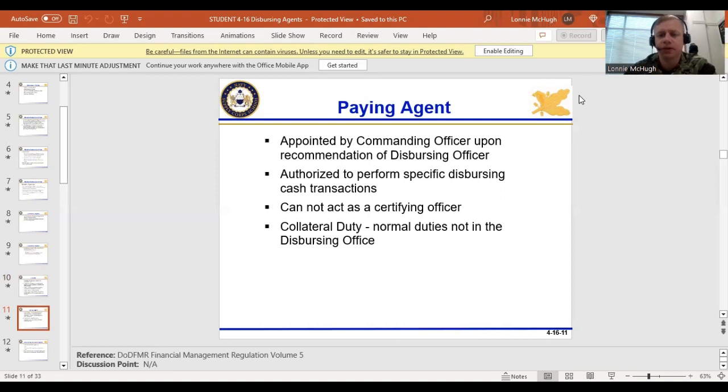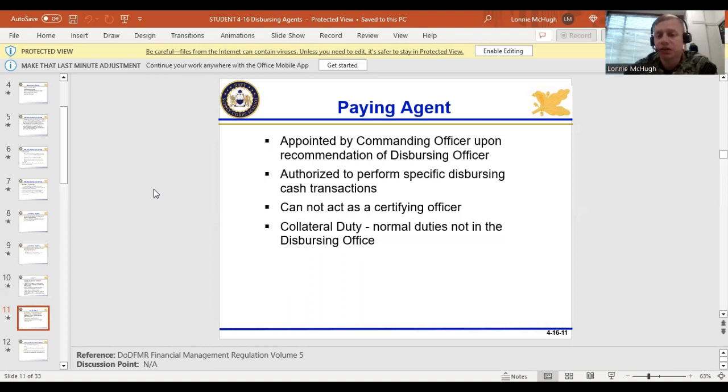And you all have probably heard of this. Well, you might have heard of this in FUPA, which is a field ordering officer and paying agent. So this is related to that. Absolutely. So it's appointed by the commanding officer upon recommendation of disbursing officer. So it is a higher appointment level because it is a higher risk. Now, this person is authorized to perform specific disbursing cash transactions, and that's really important right there where it says cash. So the paying agent is typically walking around in a FUPA situation with a case of money, and they are doing transactions all in cash.